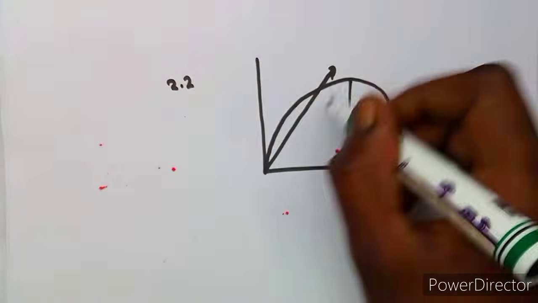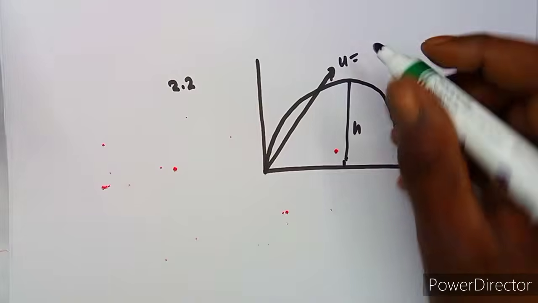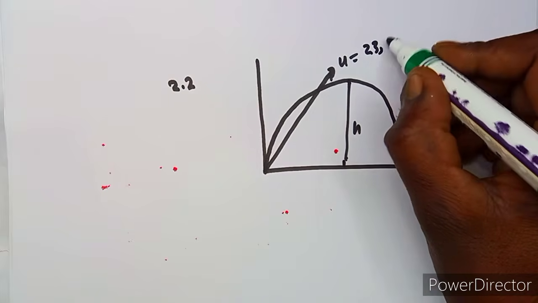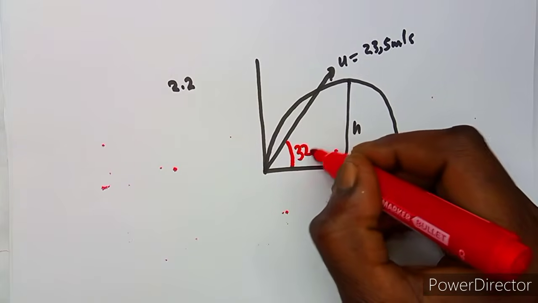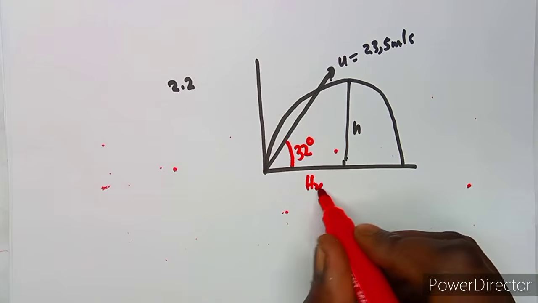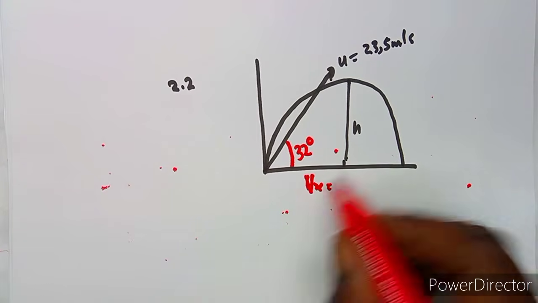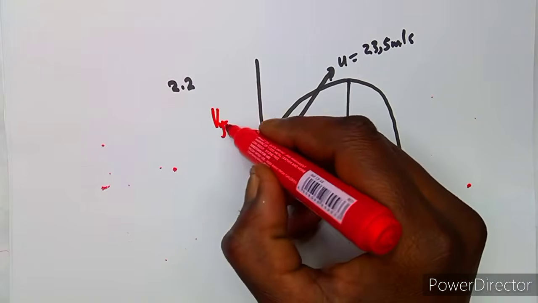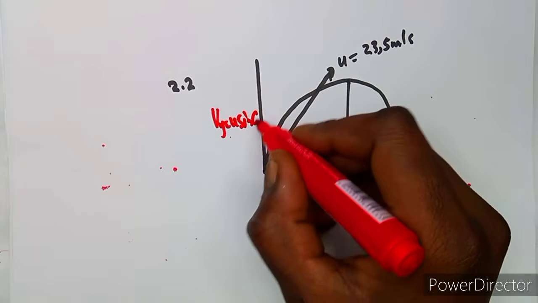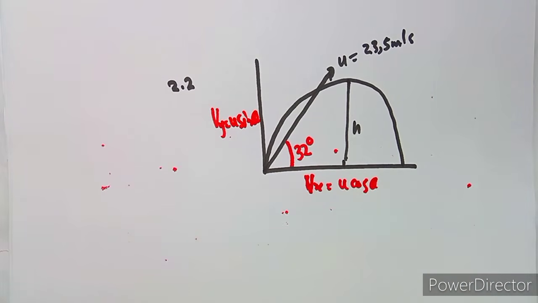This will be our u, and the angle that you're given is 32 degrees, the angle of projection. The initial velocity is 23.5 meters per second. We're just going to bring down everything. So we have our vx, which is u cos theta, and this is our vy, which is u sine theta. That's how it looks.